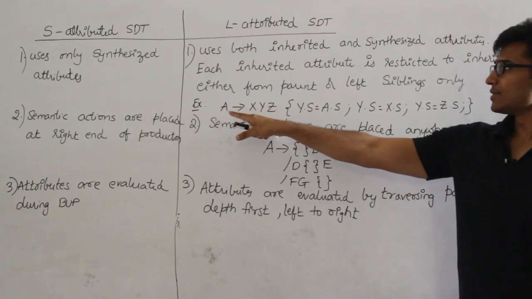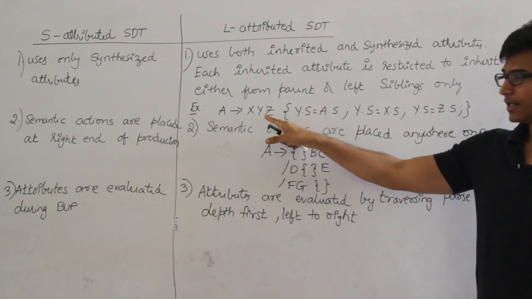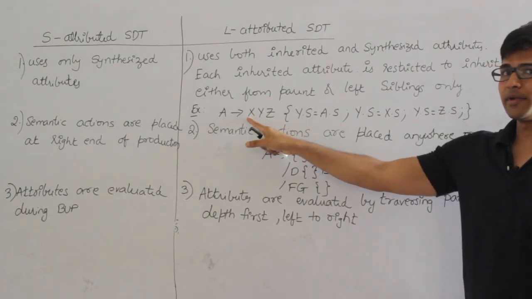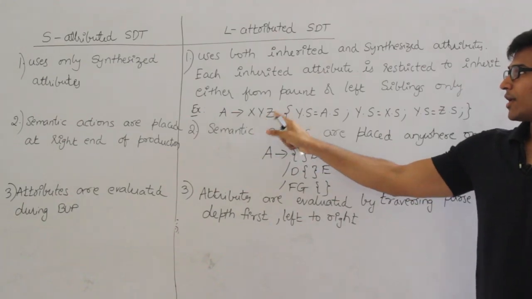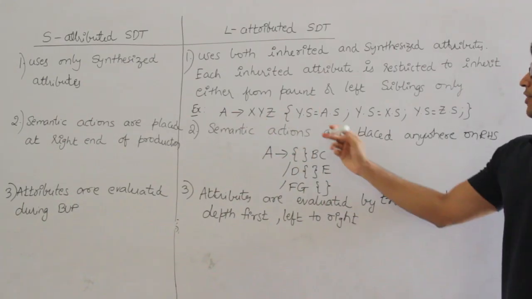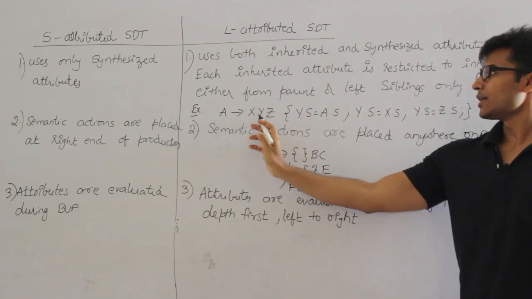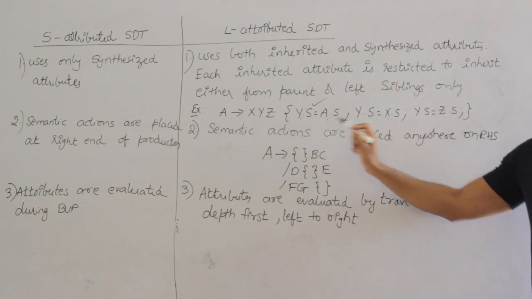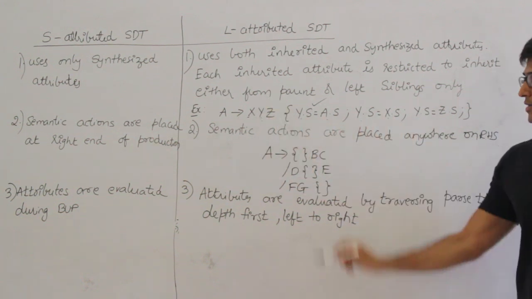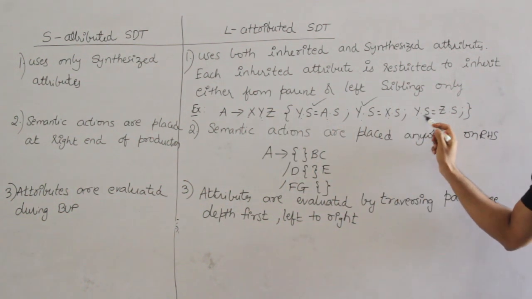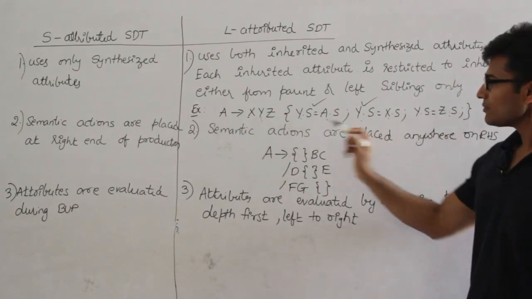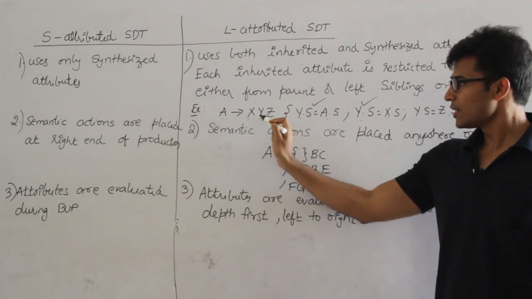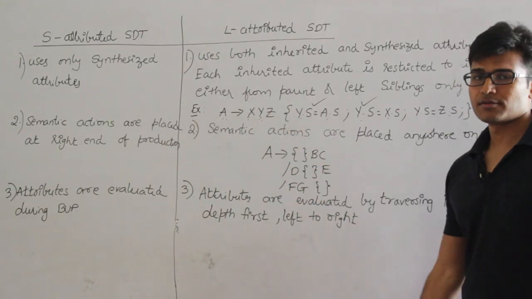In this case, see this, A derives x, y, z. Here, x can take value from A, y can take value from x, but y cannot take value from z. See this, y can take value from A, from the left hand side, yes, this is allowed. And then y can take value from x, because it is taking from the left hand side, it is allowed, but then y cannot take value from z. The reason is, y can take only from its left hand side, which is A or x, but it cannot take from the right hand side, okay.